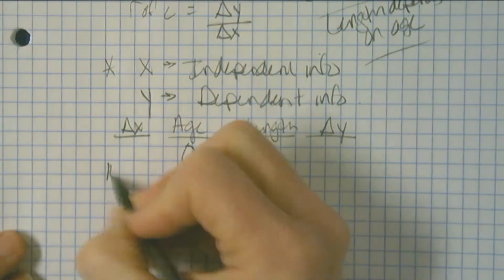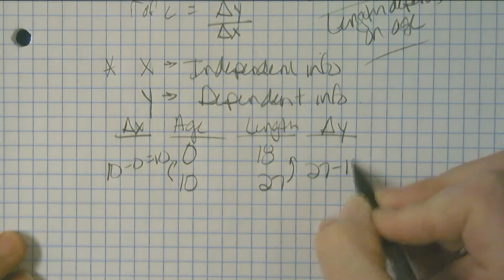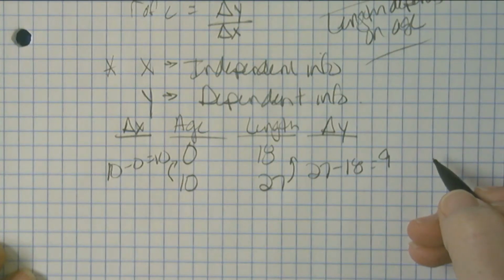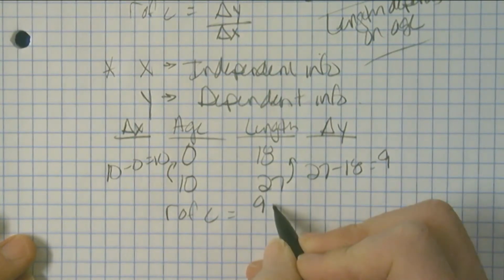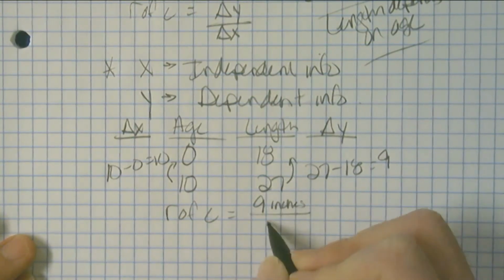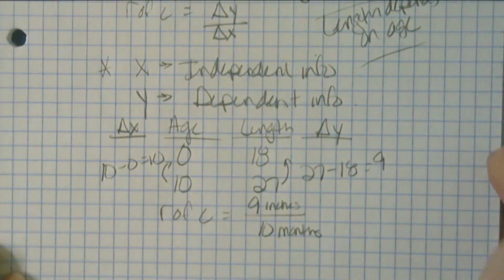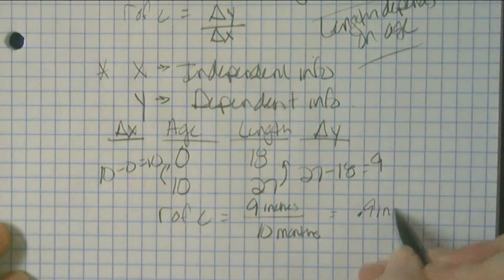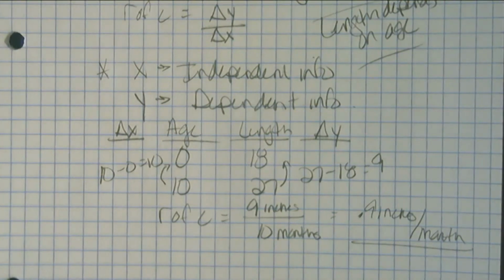All right, so I have 10 minus 0, which is 10. I have 27 minus 18, which is going to give me 9. Did I do that right? Okay, so my rate of change is going to be 9 inches over 10 months. But I don't care about how many inches in 10 months. I want to know how many inches in 1 month. So this is going to be 0.9 inches per month, is what that means.